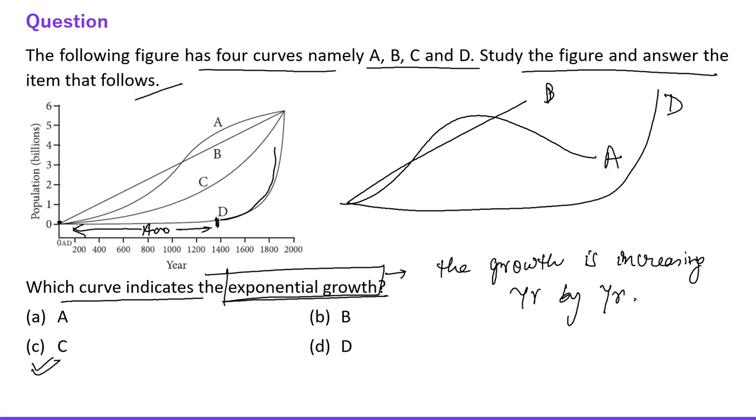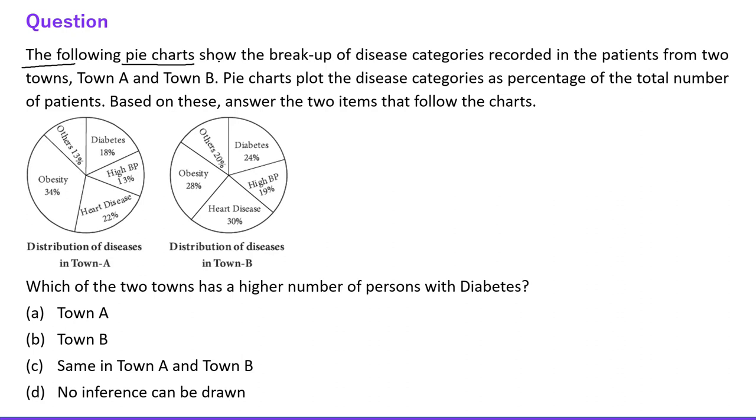Next question says, the following pie chart shows the breakup of disease categories recorded in the patients from two towns, town A and town B. Pie charts plot the disease categories as percentage of the total number of patients. Based on these, answer the two items that follow the chart. So this is chart A. The first pie is showing town A and the second pie is of town B, right? So the question is, which of the two towns has higher number of persons with diabetes?